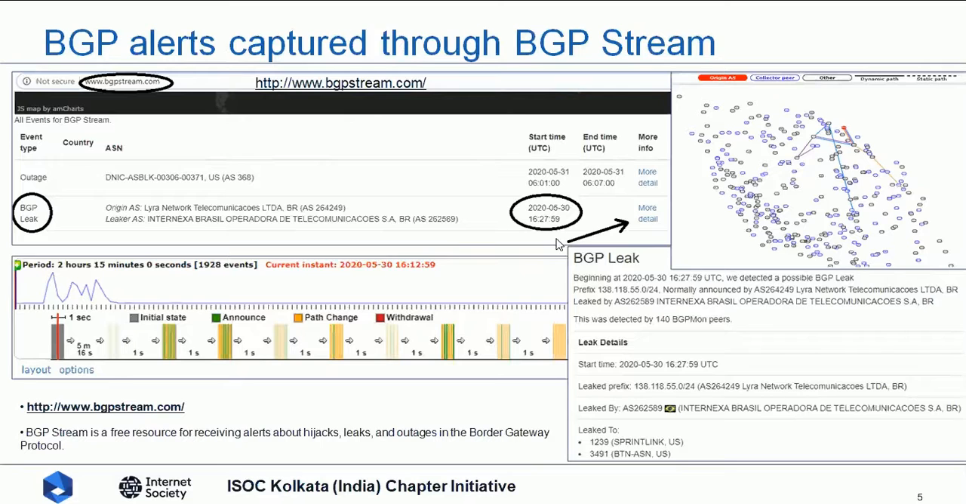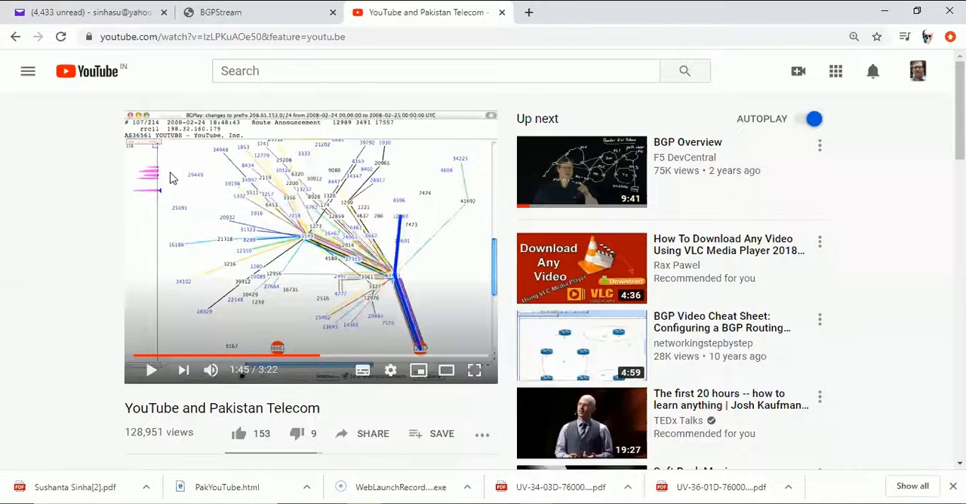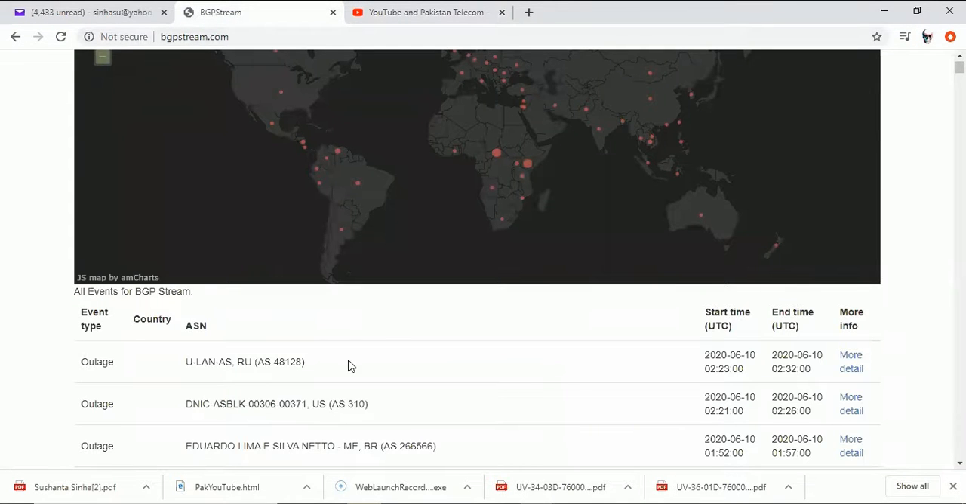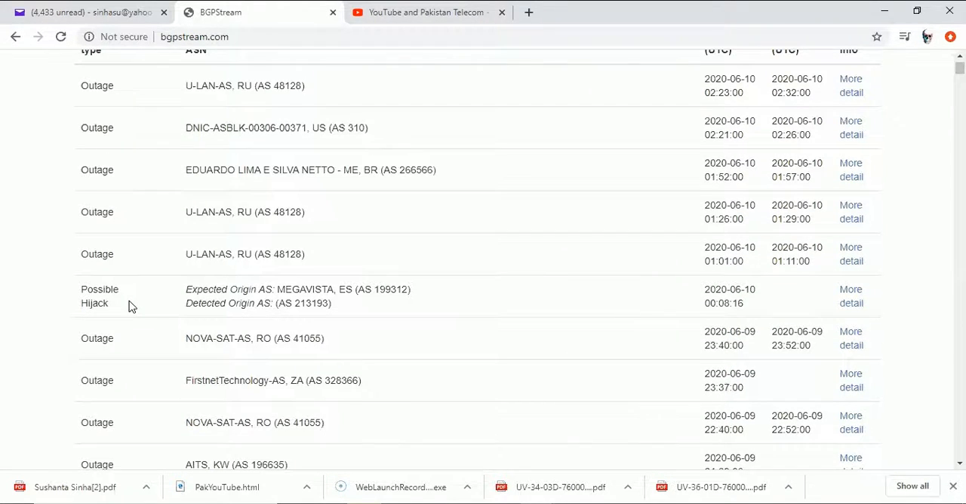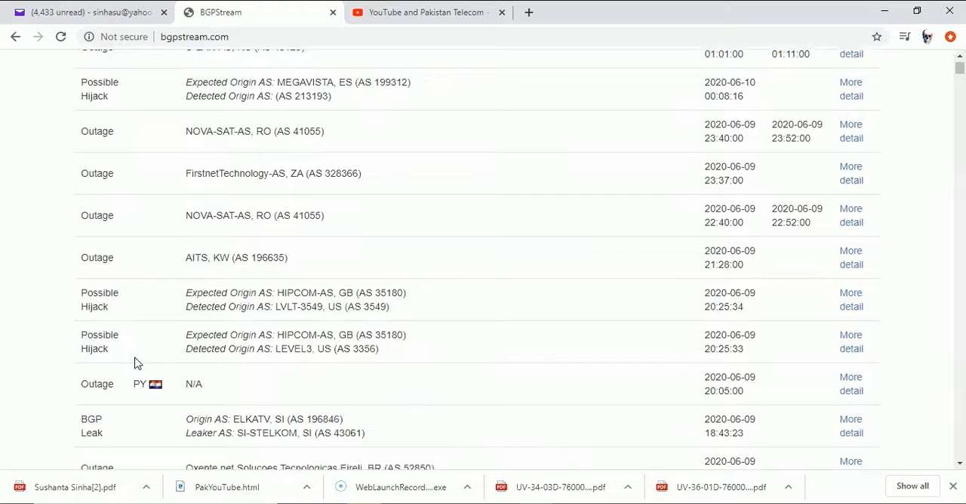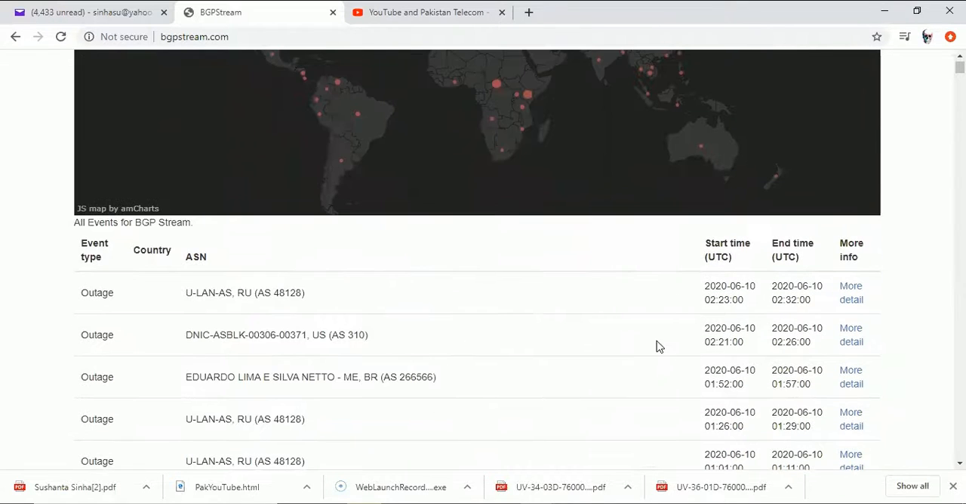If you see one event which took place on 30th of May, a BGP leak, and go to the details, it will show you the session numbers, how it flows, from where, what time of the day, what exactly happened, when it was announced, how the path has changed, and how it was withdrawn. You can see every detail through the site. It shows the outages, the possible hijacks. There is a BGP leak here, and this is all real time, and you can get all the details if you're interested. There are numerous such things that happen.